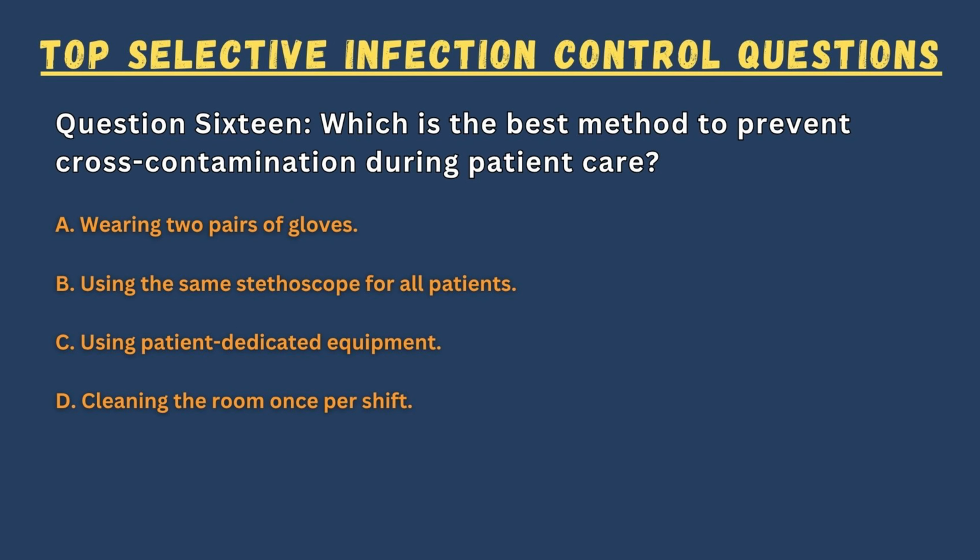Question 16. Which is the best method to prevent cross-contamination during patient care? A. Wearing 2 pairs of gloves. B. Using the same stethoscope for all patients. C. Using patient-dedicated equipment. D. Cleaning the room once per shift. Answer. C. Using patient-dedicated equipment.